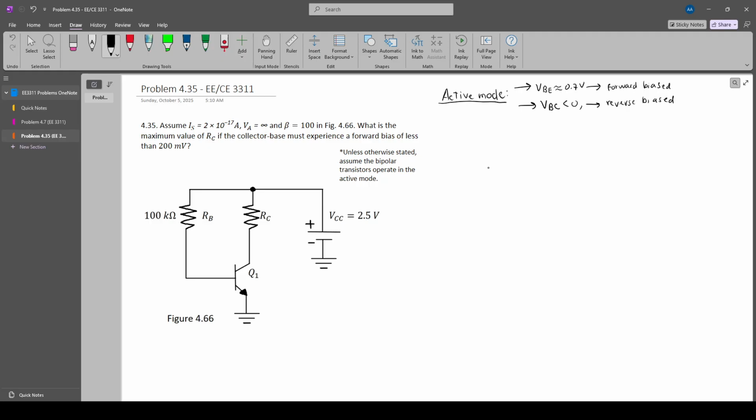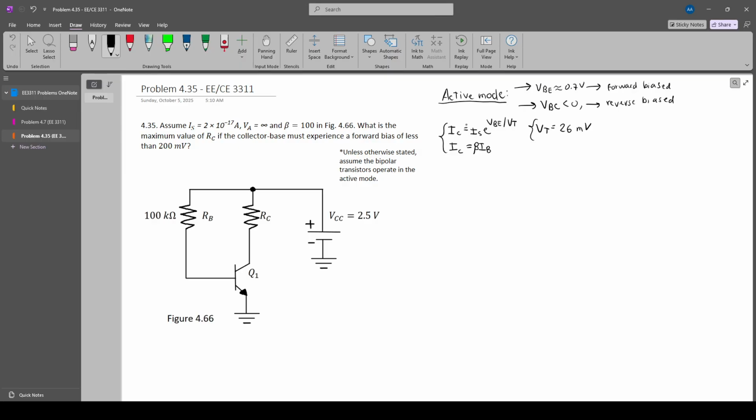A couple of equations we can use for this problem, since we are working in the active mode, are the collector current equation, which is IC equals reverse saturation current times e to the power of base emitter voltage over VT. We can also use the active mode relationship with the base current, which is IC equals beta times IB, right? Well, we also have to remember that VT equals 26 millivolts, right?